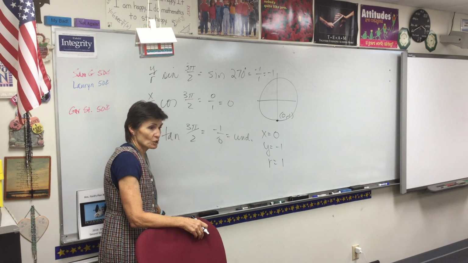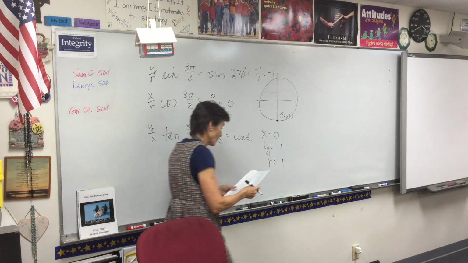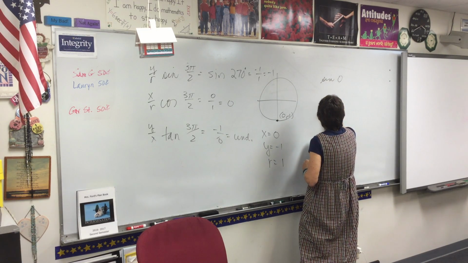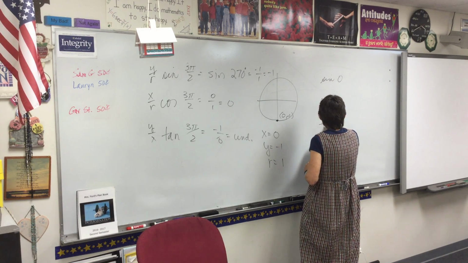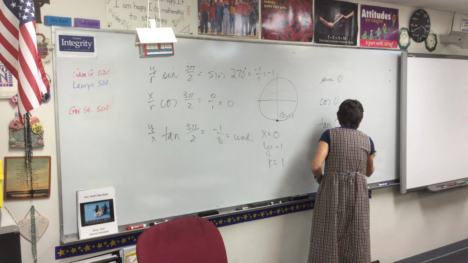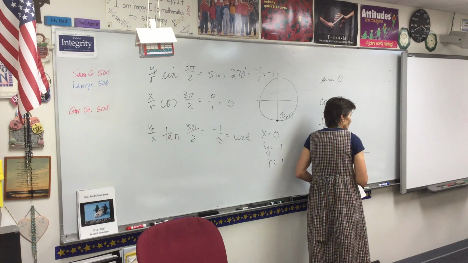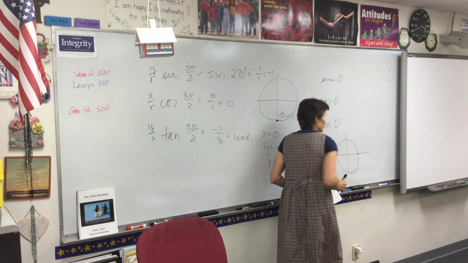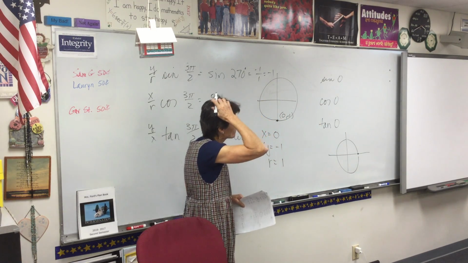Do you feel like you're managing? Yeah. All right, why don't you try the last one on your own? These are the zeros. So we're doing sine 0, cosine 0, and tangent 0. Now when you draw your picture, does everybody understand where 0 is? Where's 0? Right there. That's the starting point.